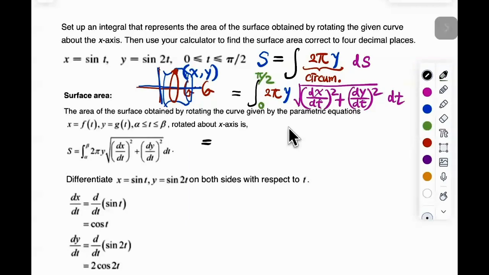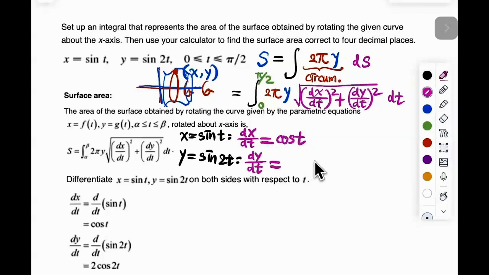Now, let's pause a moment to think about it. In order to do this, we need to find dx/dt, right? So over here, what do we have? We have x equal to sine of t. So what is dx/dt? Cosine of t. Yeah, you got it. And we also have y is sine of 2t. So what's dy/dt? Yeah, 2 cosine of 2t. You got it. Good job.